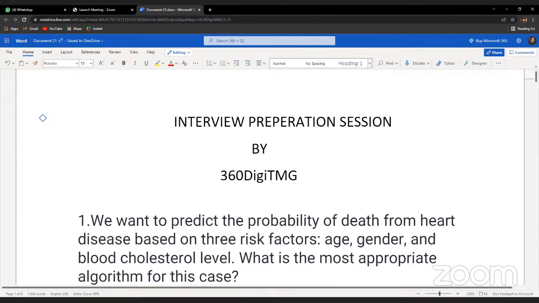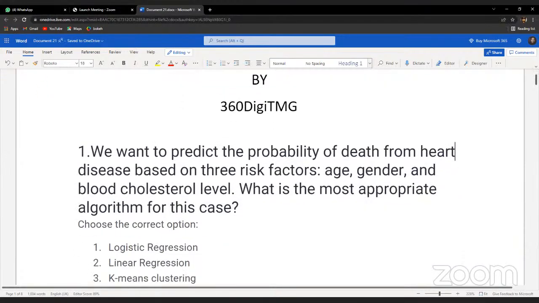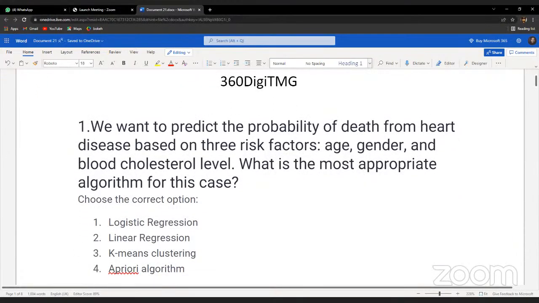First question for the day, guys. We want to predict the probability of death regarding heart disease based on three factors: age, gender, and blood cholesterol levels. What is the most appropriate algorithm for this case? The options are logistic regression, linear regression, k-means clustering, and a priori rule.